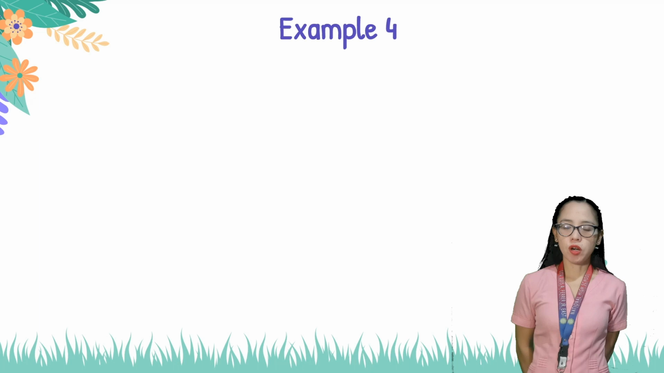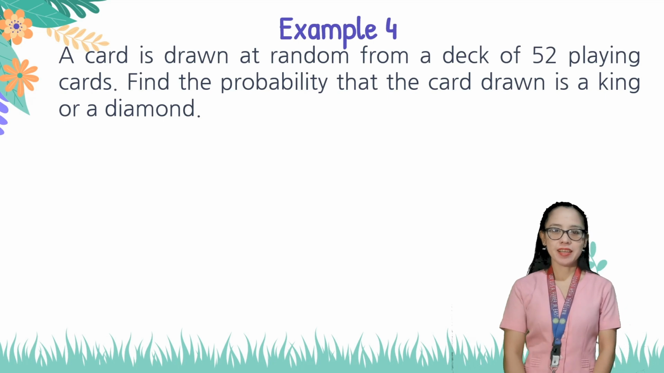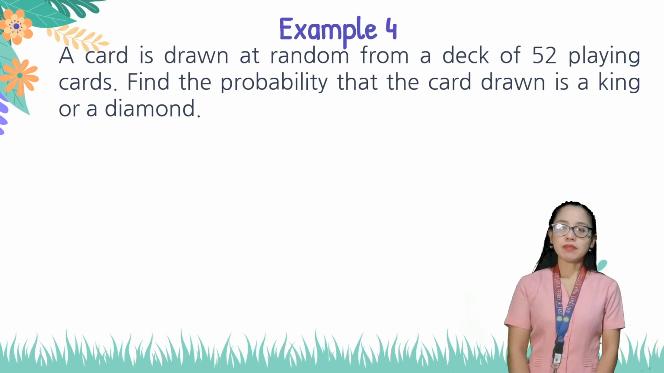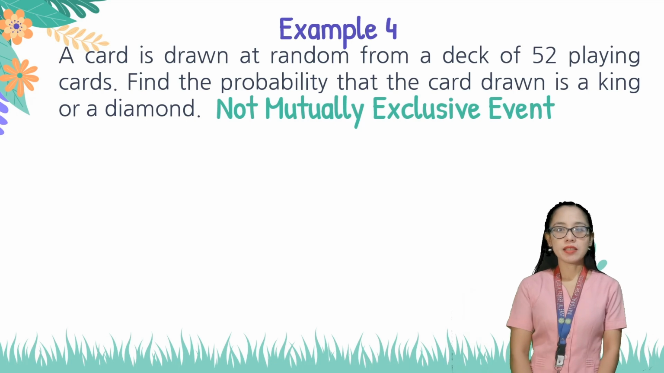Example number 4. A card is drawn at random from deck of 52 playing cards. Find the probability that the card drawn is a king or a diamond. So this is not mutually exclusive event, since there is a king of diamond, they have the common outcome.